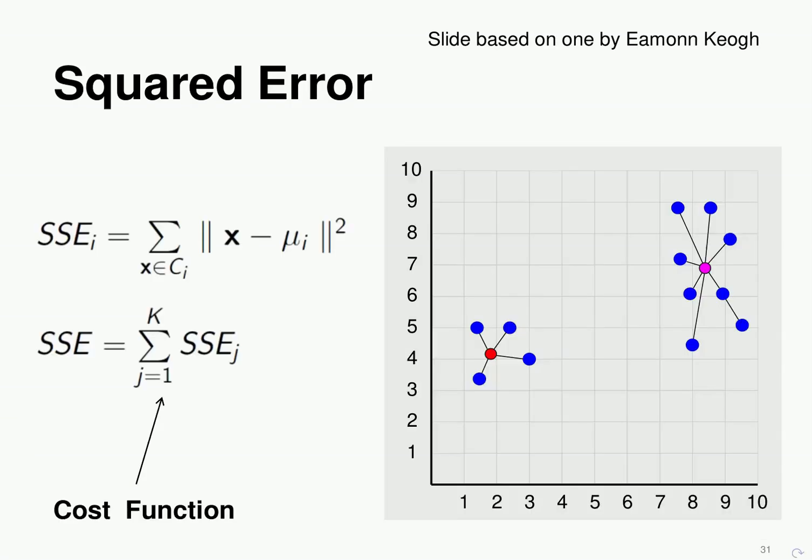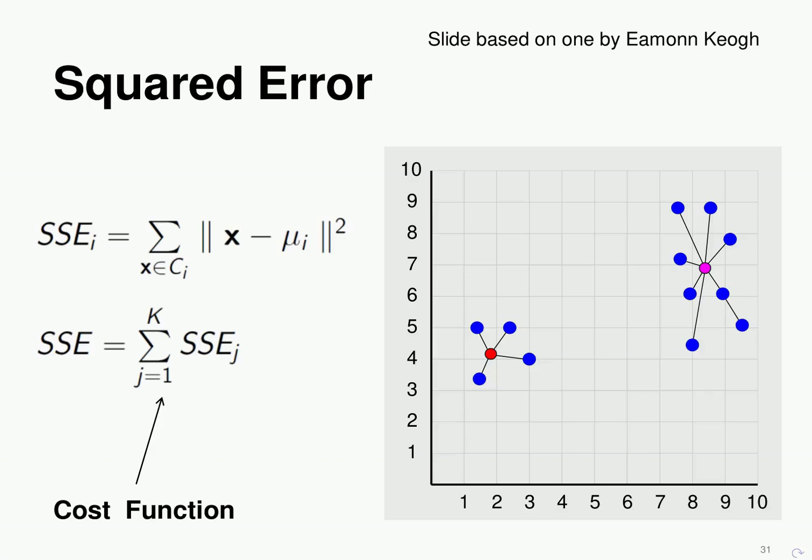Building on our understanding of partitional clustering, let's examine the squared error, a key concept in evaluating clustering quality. The formula for the squared error for a cluster: SSE_i is the sum of squared distances between each data point x in cluster D_i and the cluster centroid mu_i. This measures how tightly the data points are grouped around the centroid.